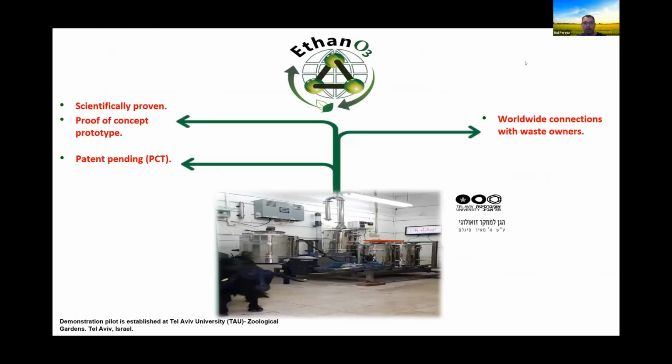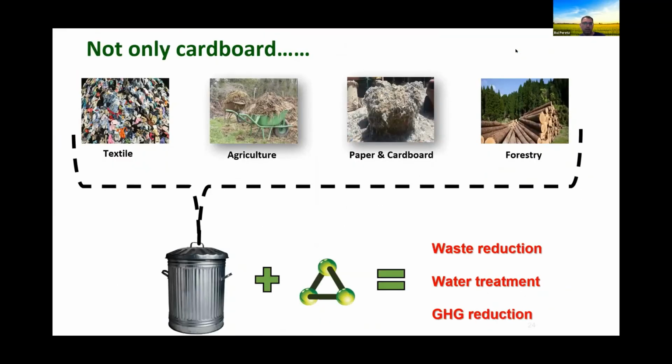We took this idea of utilizing this waste, and we already patented this process that we built in our lab. You can see this pilot that we built at Tel Aviv University in the zoological garden. We have Shiva, the goat, that helps us in the experiments. It's scientifically proven, and we have a proof of concept prototype, a 100 liter facility. Of course, it's patented and the IP is protected, and it's working now as a semi-industrial process.